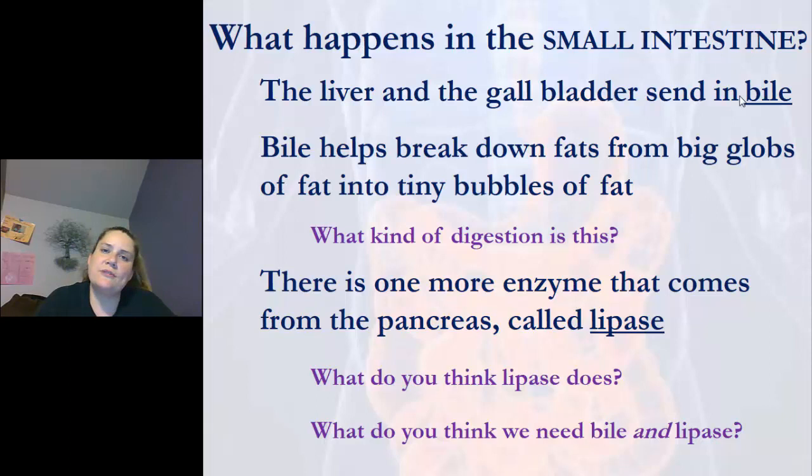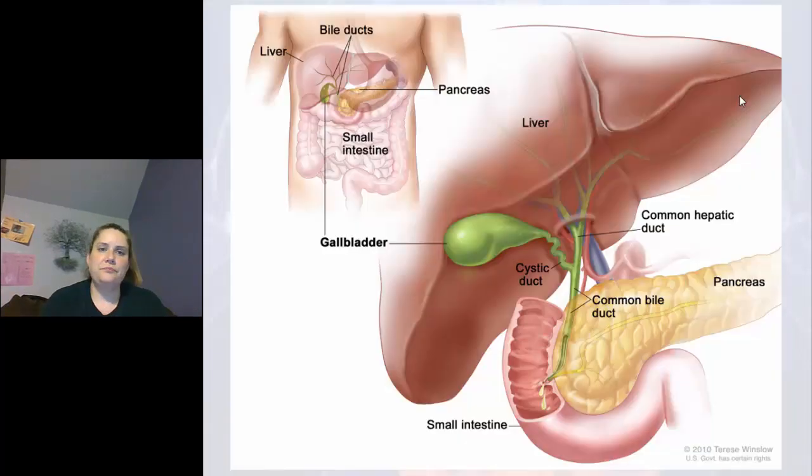Okay, so hopefully what you said is that the bile is going to break down the fats from big globs to smaller globs, but then the lipase is actually going to break apart the fats into their individual components so that then we can use those individual components. So if we've got a triglyceride, it's going to break it apart into the glycerol and the fatty acids so that we can use them that way if we need to, so that we can break the macromolecules down into individual monomers maybe to help us out.